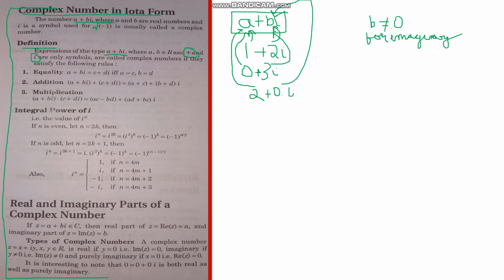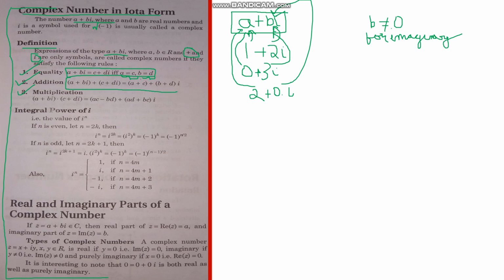These are the rules for complex numbers: equality, addition, and multiplication. The equality rule is very obvious, since a is a real number, so a does not have any iota form, so a must be equal to c only. This one also has no iota form, and these have an iota form, so by comparing we find b is equal to d also. Obvious.